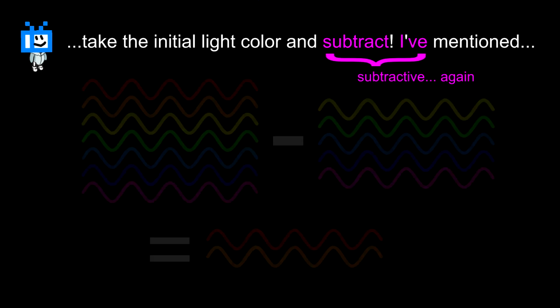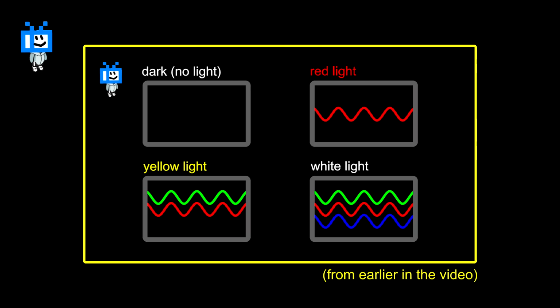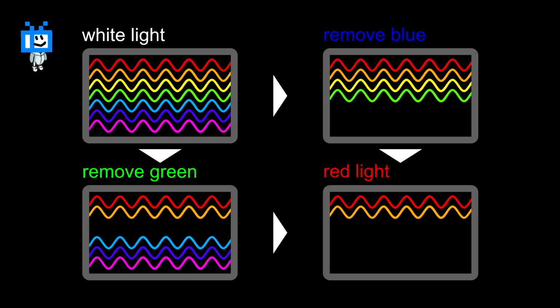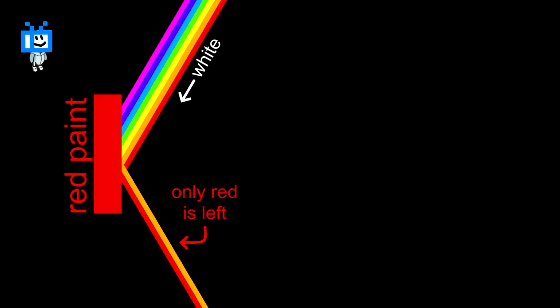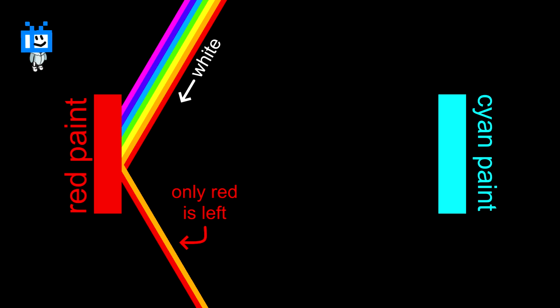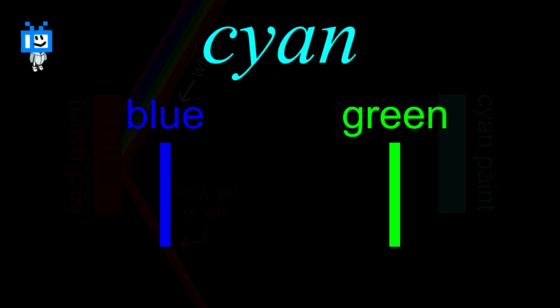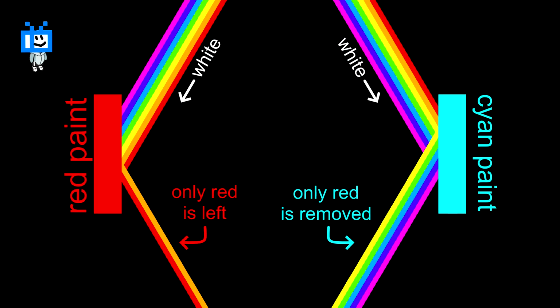You take the initial light color and subtract. I've mentioned how in additive mixing you start with darkness and add the colors, but here you do the opposite where you start with light and remove the colors. But this is why printers use cyan, magenta and yellow. With red paint you lose all the colors besides red, but with cyan for example, which to our eyes means blue, green and everything in between, red is the only color that you lose.